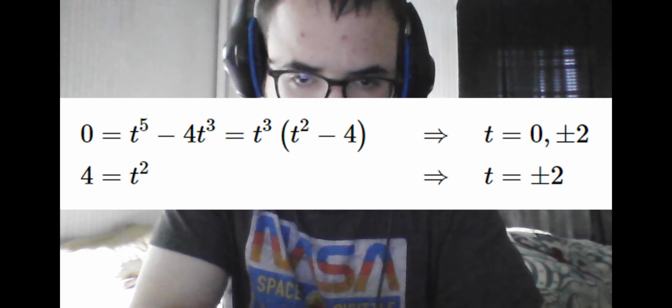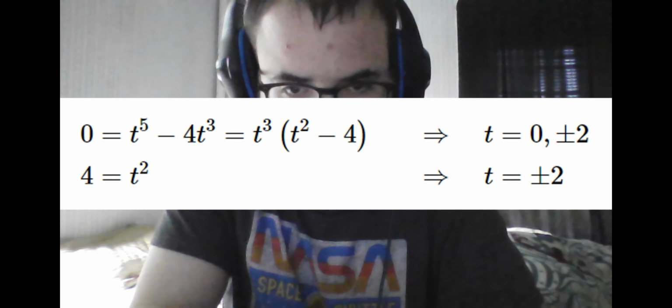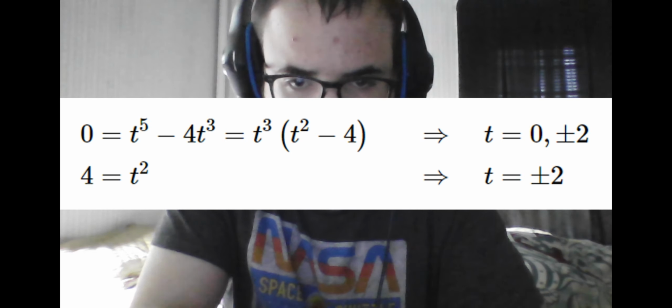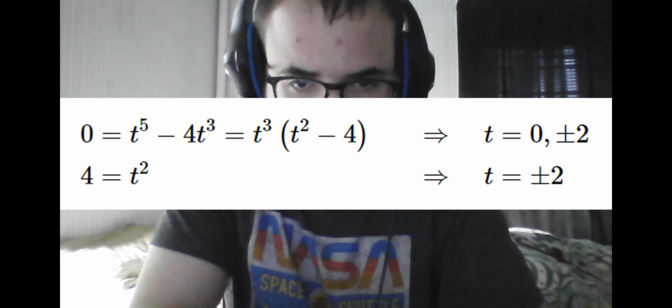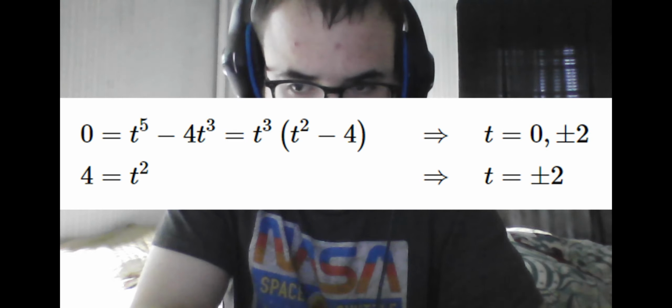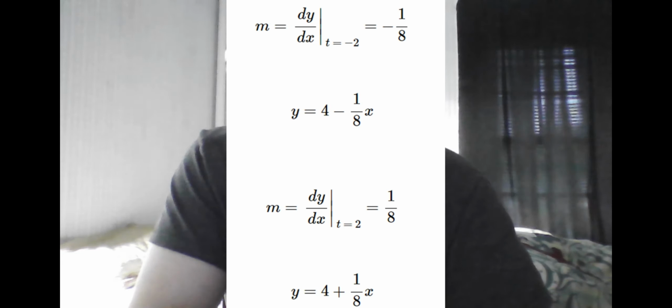We see because both 0 and 4 give positive or negative 2, we will actually have more than one tangent line, which never happened with normal functions. But we will see why this is valid soon. In particular, if we plug in t equals negative 2 for dy over dx, we get negative 1 over 8. And for t equals 2, we get 1 over 8 as the slope instead.